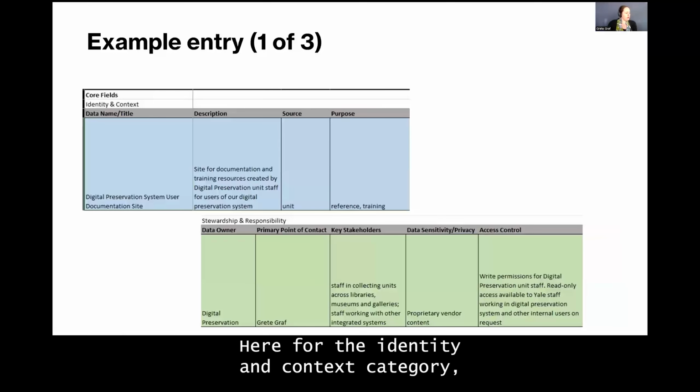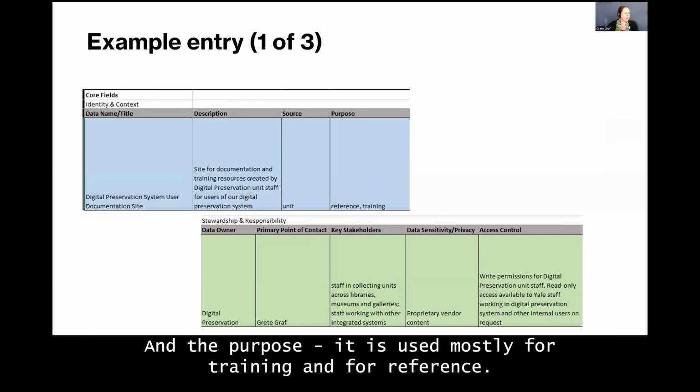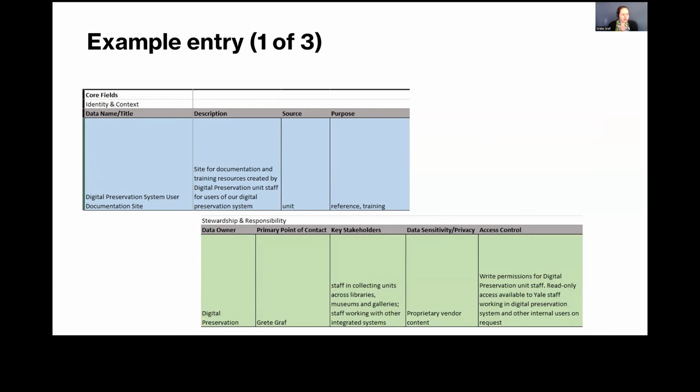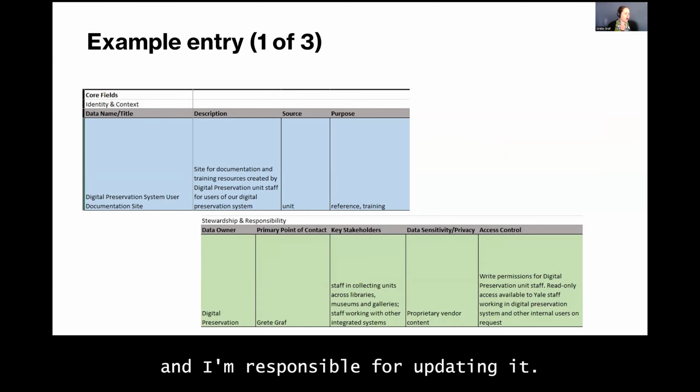So here for the identity and context, my unit is the primary source for this data source. We're the ones creating the SharePoint site, and the purpose of it is used mostly for training and for reference. And then looking at stewardship and responsibility, our unit owns the site, and I'm responsible for updating it.